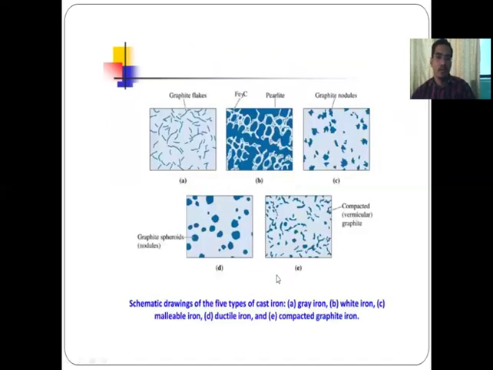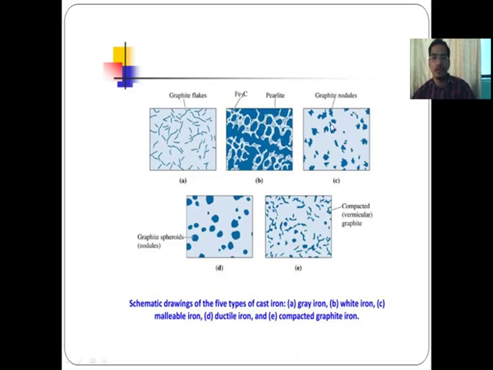You can see the schematic drawing of the five types of cast iron: gray cast iron, white cast iron, malleable cast iron, ductile cast iron, and compacted graphite iron. The first type is gray cast iron, which shows graphite plates. The second one is white cast iron. There will be a combination of pearlite and cementite. This white phase is the cementite, that is Fe3C, and this dark phase is called pearlite.